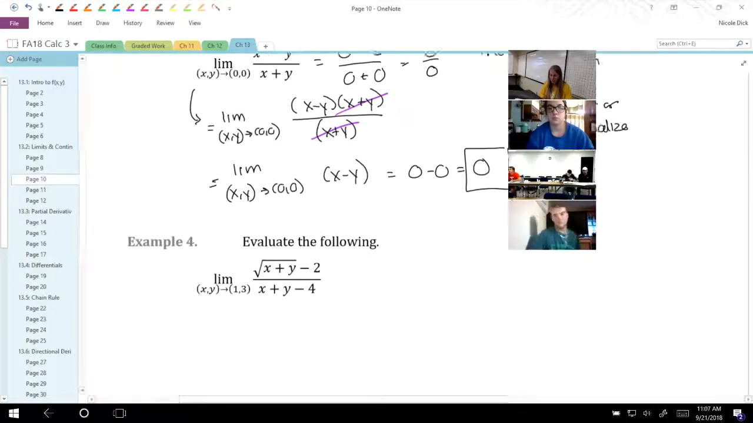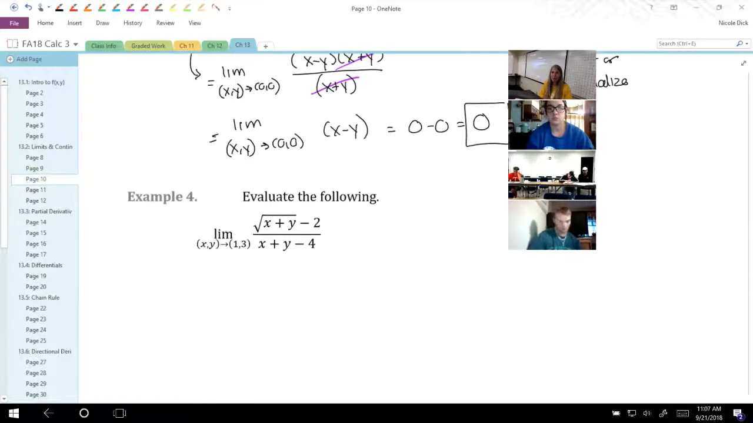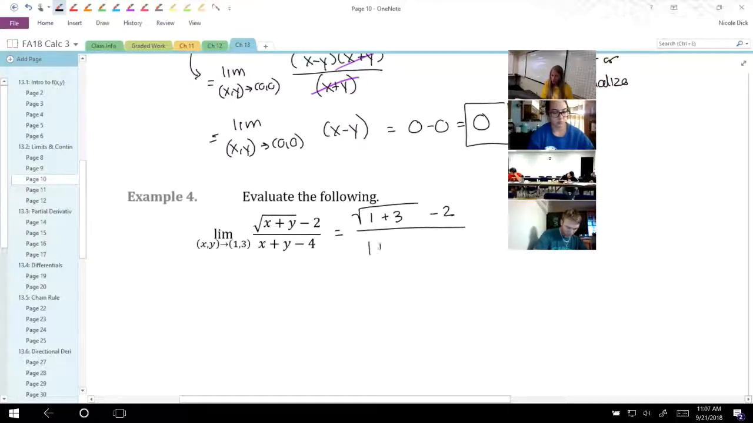All right, example 4. This is another one where you go back and try direct substitution and things don't work. You get indeterminate form. So we'll show that just to make sure that we're all clear on the process I would use here. If x is 1 and y is 3, then we're going to subtract 2. And then we have 1 plus 3 minus 4. So 1 and 3 is 4. Square root of 4 is 2. And then 1 plus 3 minus 4 is just 0. And then again, it's an indeterminate form.